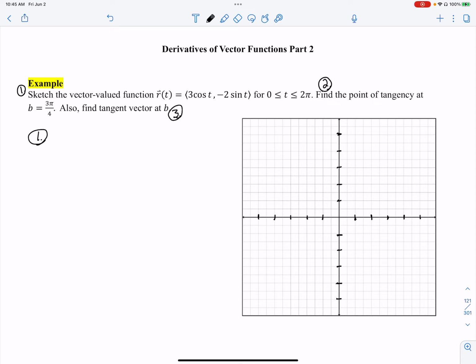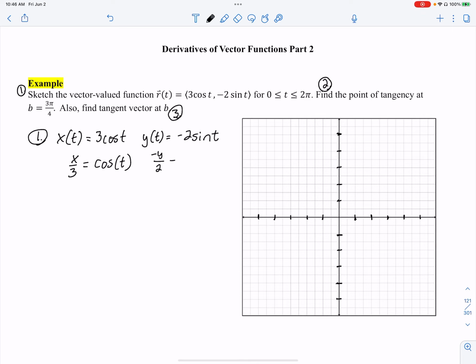All right, sketching the vector. Remember, we have to find a way to relate them. So I have x of t and I have y of t. So in my sketch, x of t is equal to 3 cosine t, and y of t is equal to negative 2 sine of t. So I can solve now. I know that x over 3 is equal to cosine. I don't need to write of t there. We know what the variable is. And then also here, y over negative 2 equals sine of t.